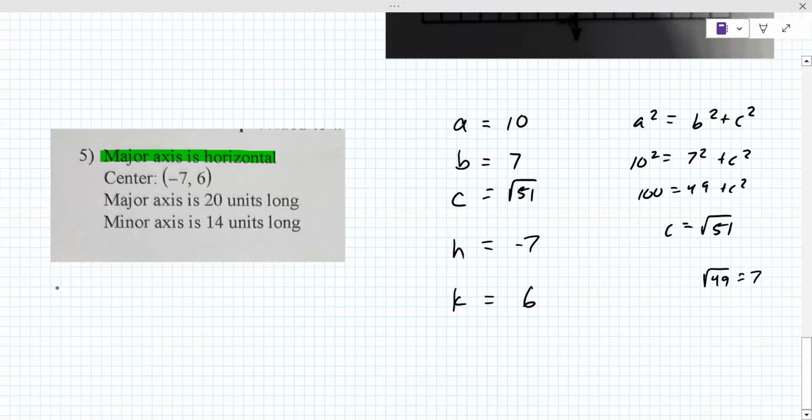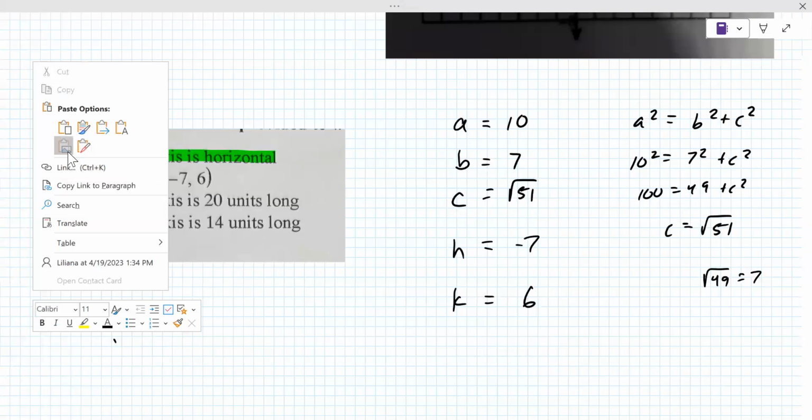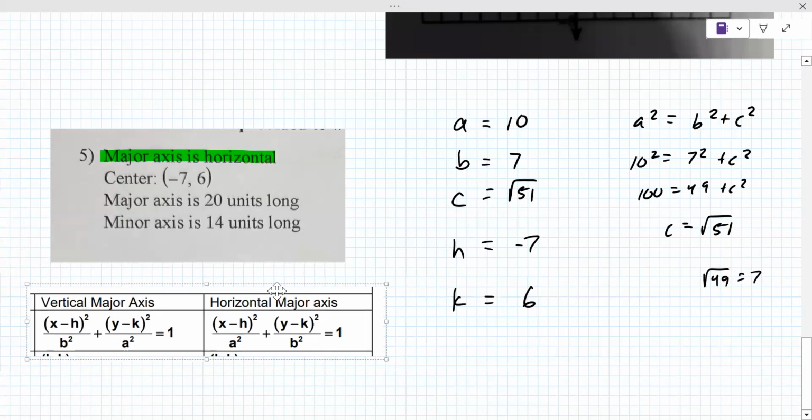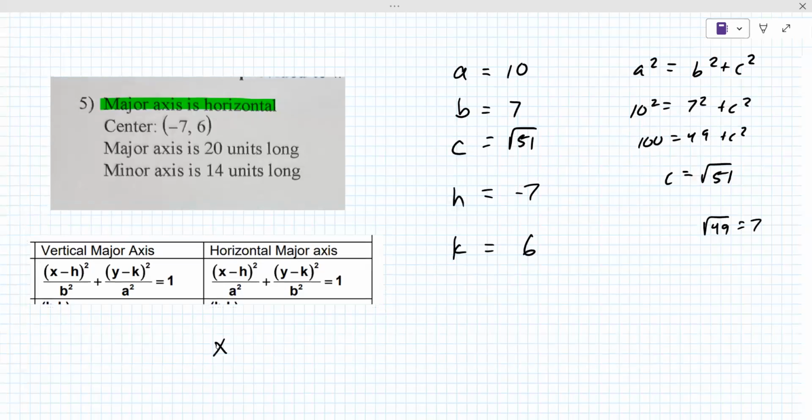Let me snip that in here. All right, here we go. So notice that the horizontal one's the one on the right. A is under X, B is under Y. So you just start filling in from this table here. (X plus 7) squared plus (Y minus K) squared over A squared, 100, over B squared, 49, equals 1. Not too bad, I would say. Questions, thoughts on that?